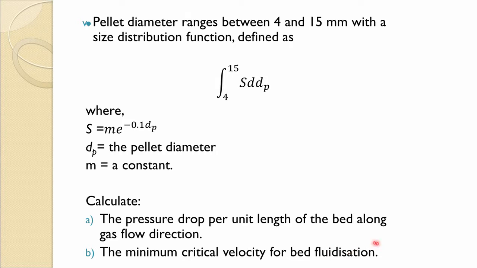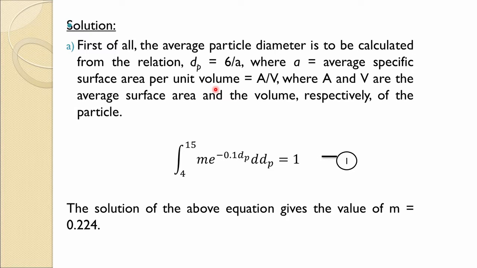I think you are already familiar with this, so we will see how it can be solved. Now, the distribution of the particles is given and not directly the particle size or average particle size. So we have to first calculate the average particle size from this.